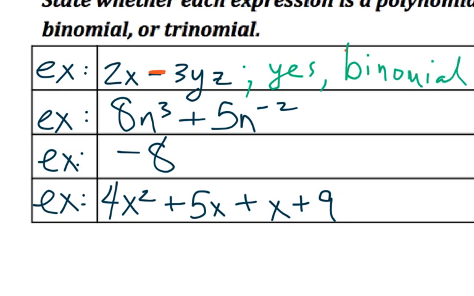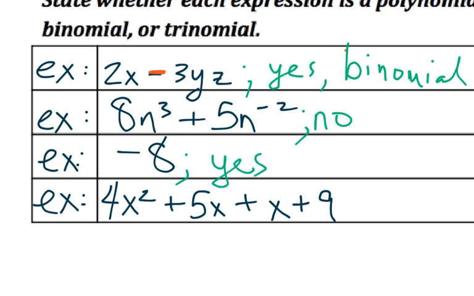The next one has two separate terms, but the issue is we have a negative exponent, which means that the second of those two terms would be 5 over n squared. Whenever you have division of variables involved that you can't simplify, the answer is no, it's not a polynomial. Now we're stating whether or not it's a polynomial. We do not have to take this further and say which type it is, because we wouldn't be able to follow that second direction.